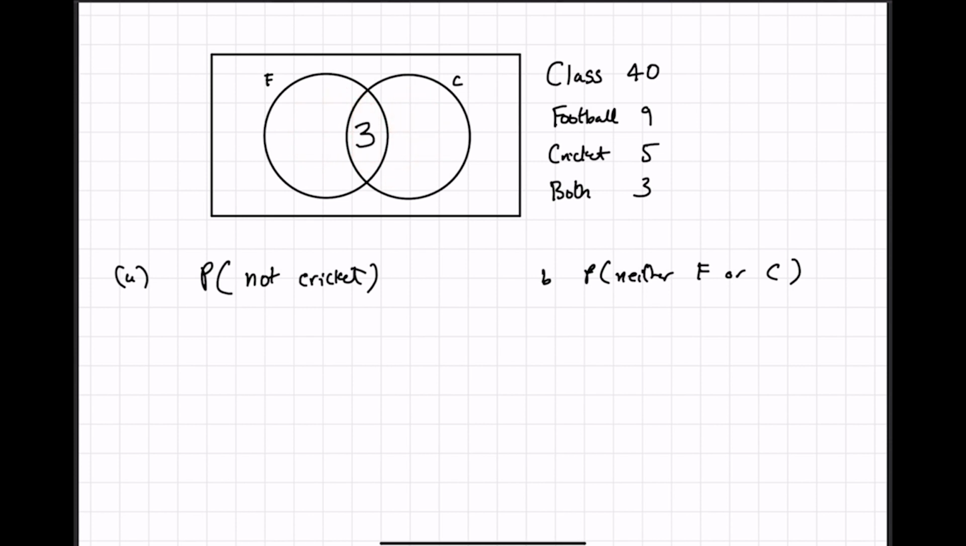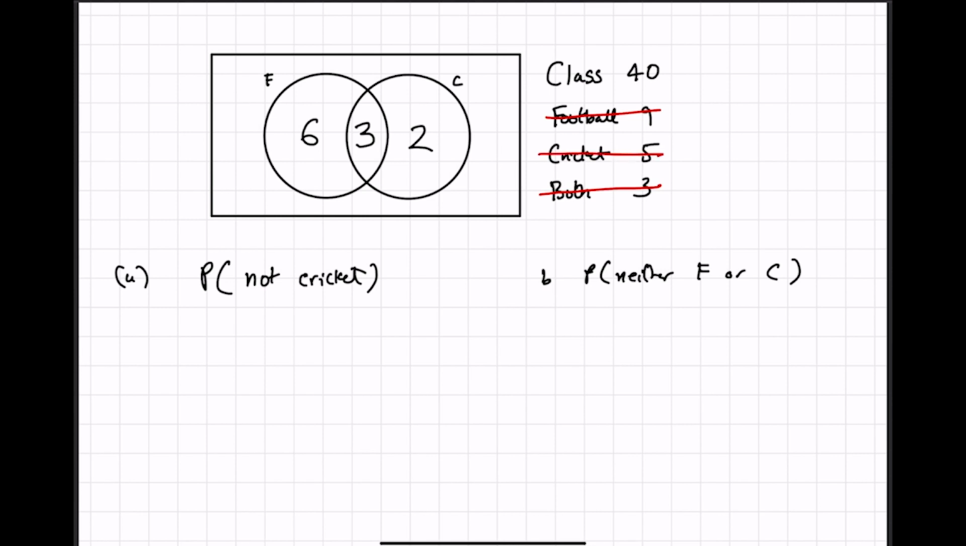So you put in the 3. Now I've done that, I can cross this out. Now I can start filling out the rest of the information. Since I know there's 3 people here and 9 people play football, then this one has to be 9 minus 3 over here, because 9 people play football in total. So if I put in a 6 here, this circle now adds up to 9. So that's how many people play football. Now I can cross that one out too. Same for cricket. I know 3 people play cricket here, and there's 5 in total, so this one must be 5 minus 3, which is 2. And now I can cross that one out as well.